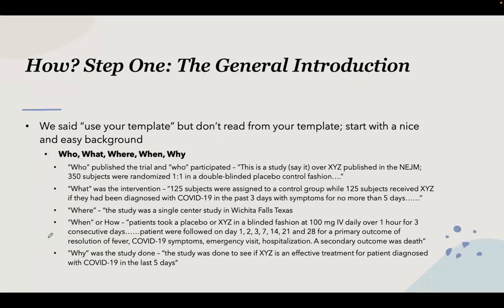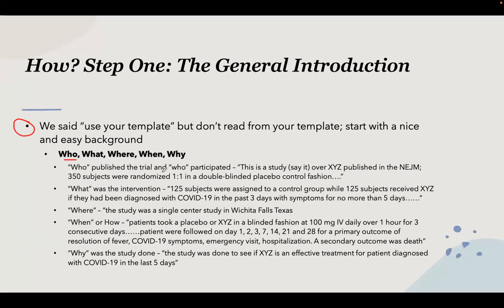Okay, so how? Step one, general information. This is a good way just to start. I like to read through the journal entry one time first, straight through. No stopping, no highlighter, no pen. Just read it. So when I said use a template, use it. But at first, just read what you're doing. And maybe if you're going to take notes, do a nice, easy background. These 5 simple questions: who, what, where, when, and why.